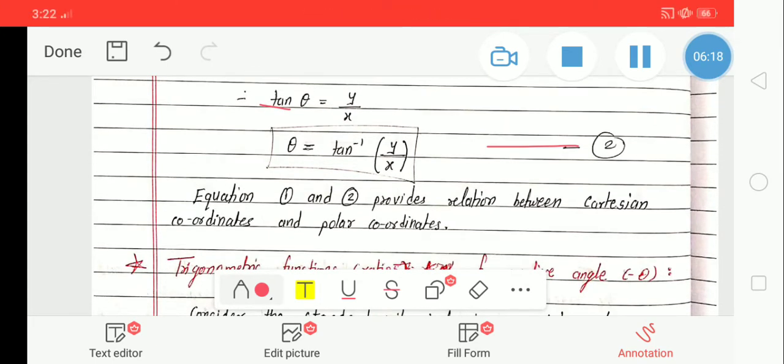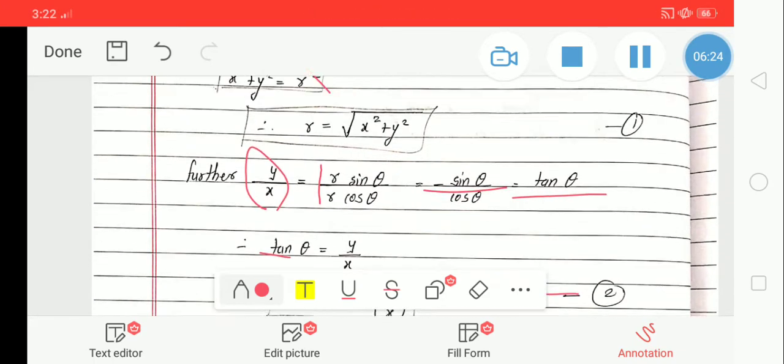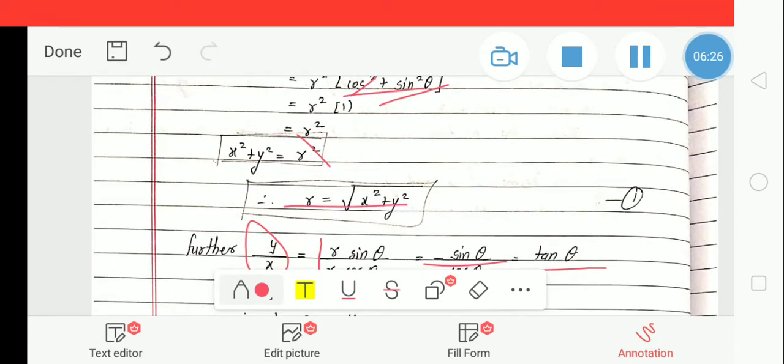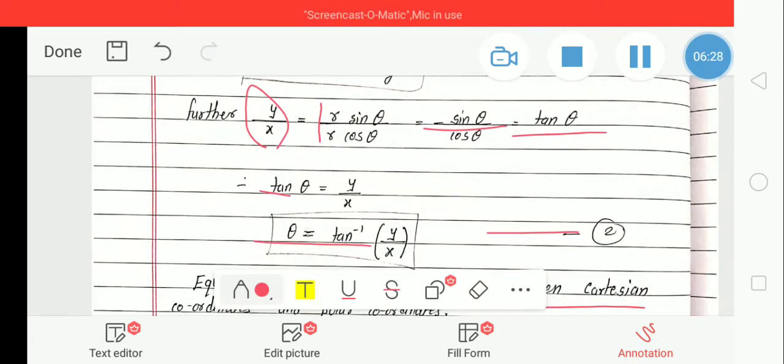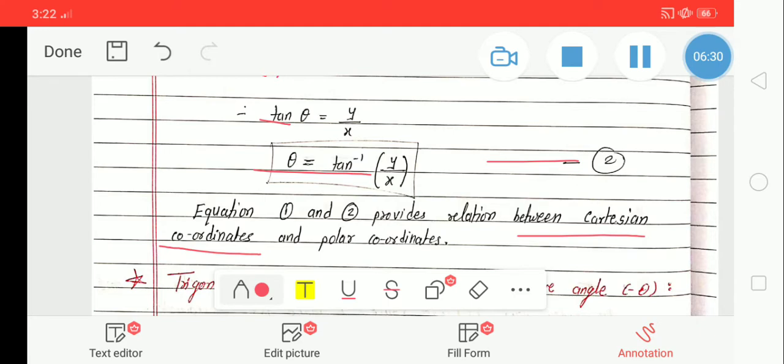Equations 1 and 2 prove the relation between Cartesian coordinates and polar coordinates. This is r equal to this, and theta equal to this. So equations 1 and 2 give the relation between Cartesian and polar coordinates.